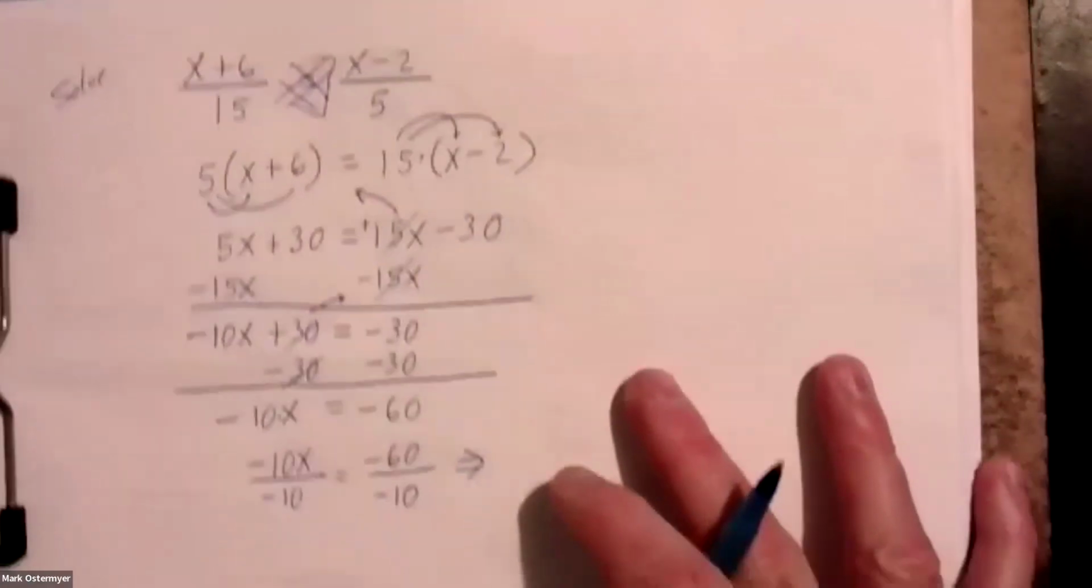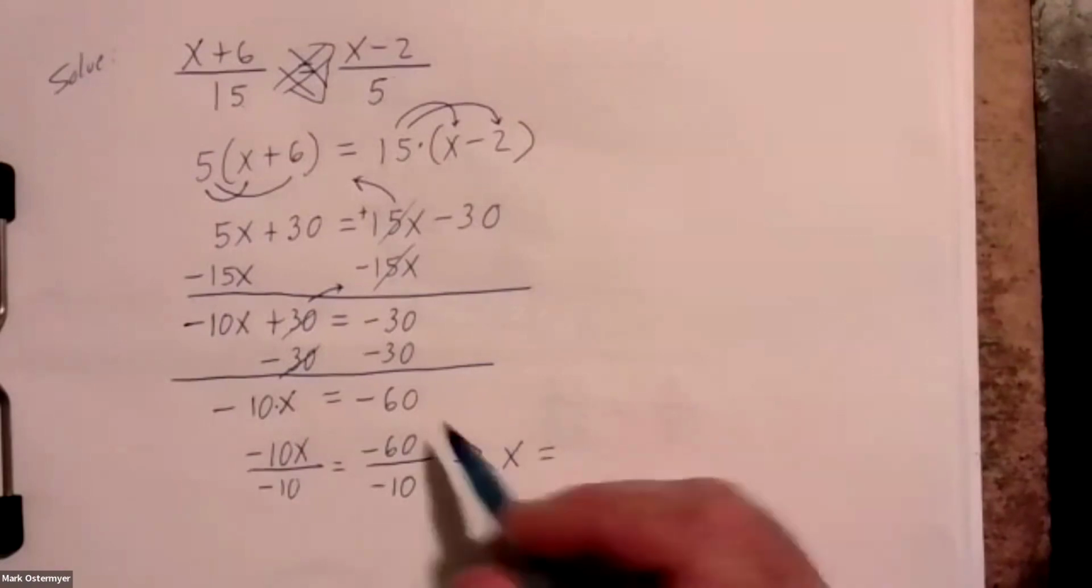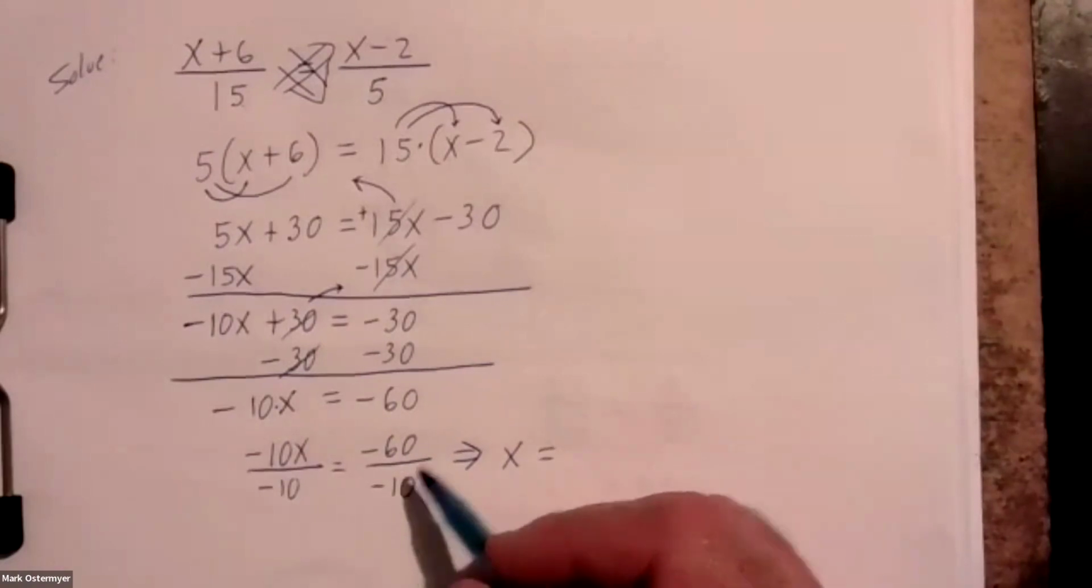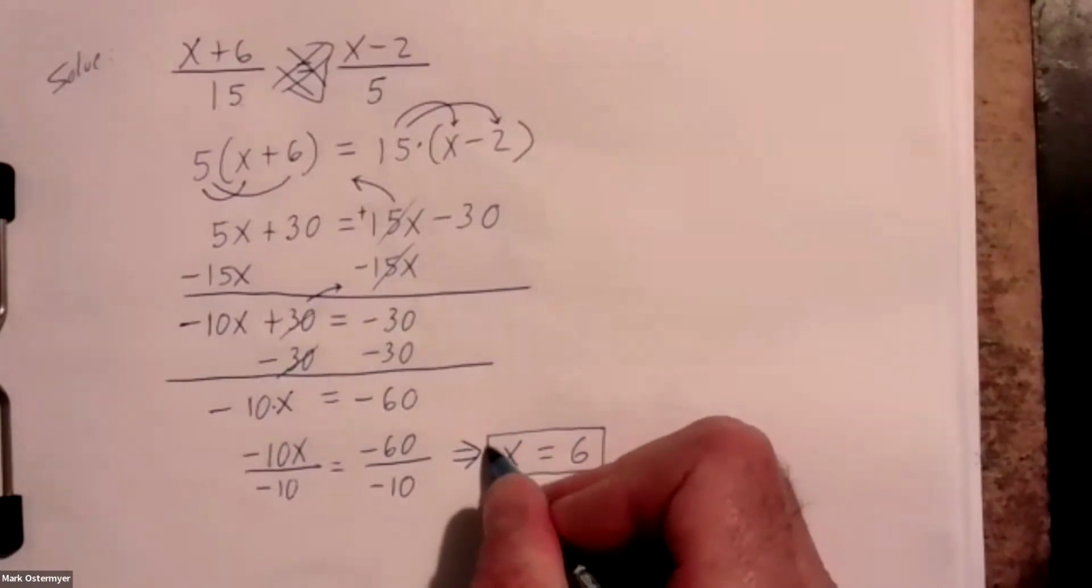Therefore, this implies that when we do that, this reduces down to 1x or x, and x is equal to a negative 60 divided by a negative 10, which is going to be a positive 6, and we are done. Solution is x equals 6.